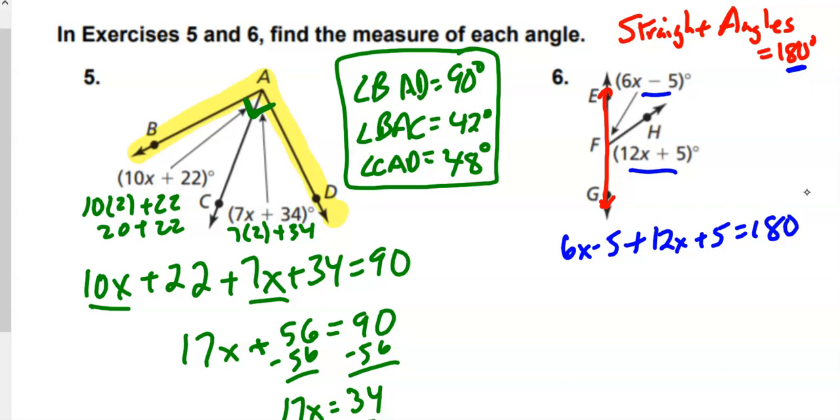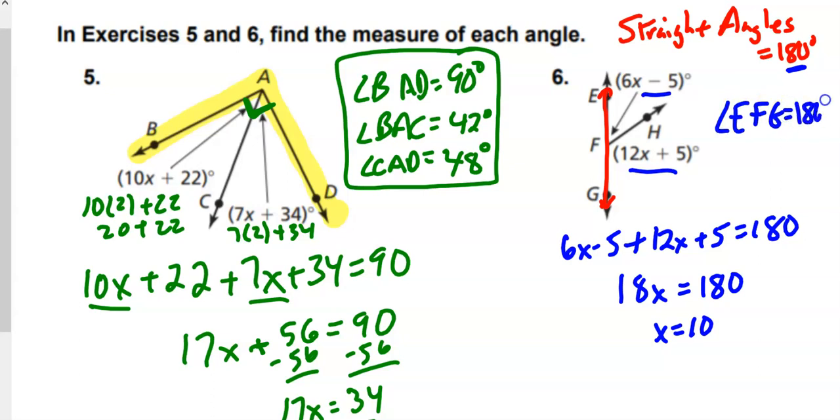So now I got another little equation to solve. So 6x and 12x, so that gives me 18x. The 5's cancel off. If I divide by 18, I get x to be 10. And just like we did over here in 5, we're trying to find the measure of each angle. Well, we know angle EFG is the straight angle. That's 180 degrees. But we also need to find each of these individually.